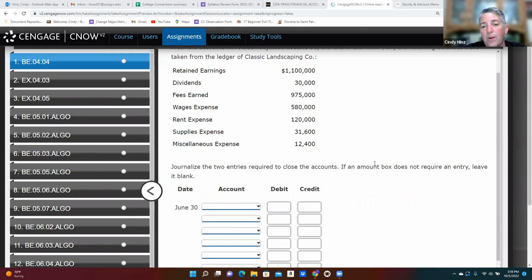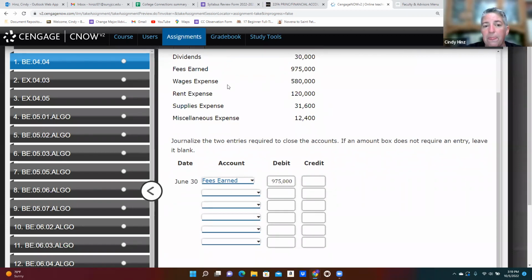To close an account, you need to basically zero it out. For example, we know revenues have a normal credit balance. So to zero out that account, we would need to debit fees earned, and we would debit it for the full amount that's in there. In this case, $975,000. Remember, in a journal entry, all the debited accounts need to be listed first and then the credited accounts. All 4 of these expenses, as temporary accounts, also need to be closed.